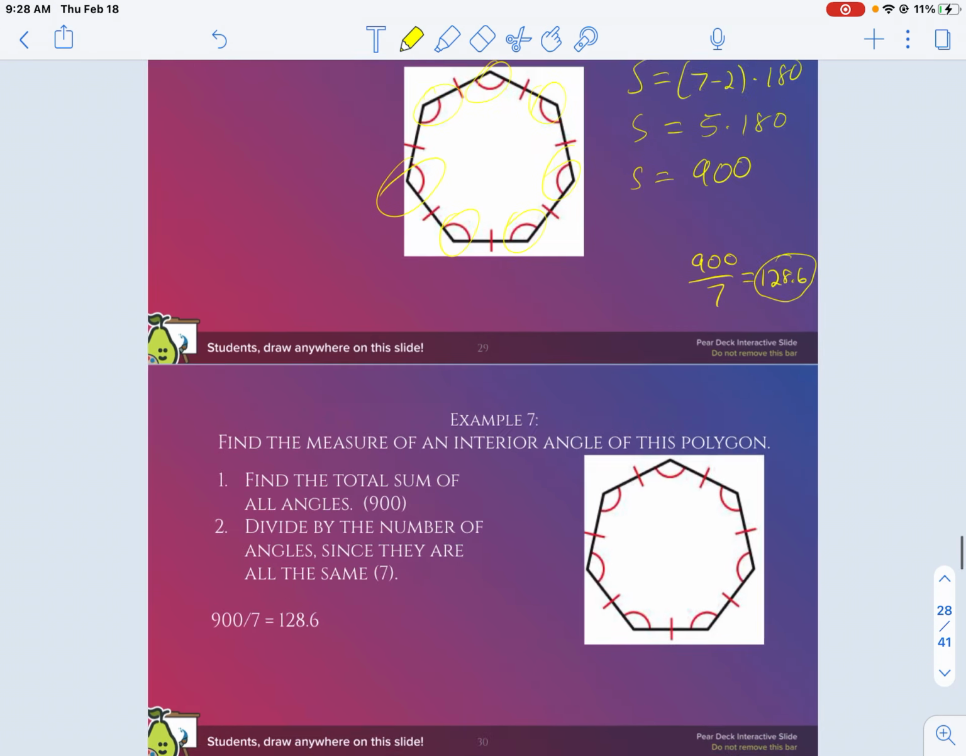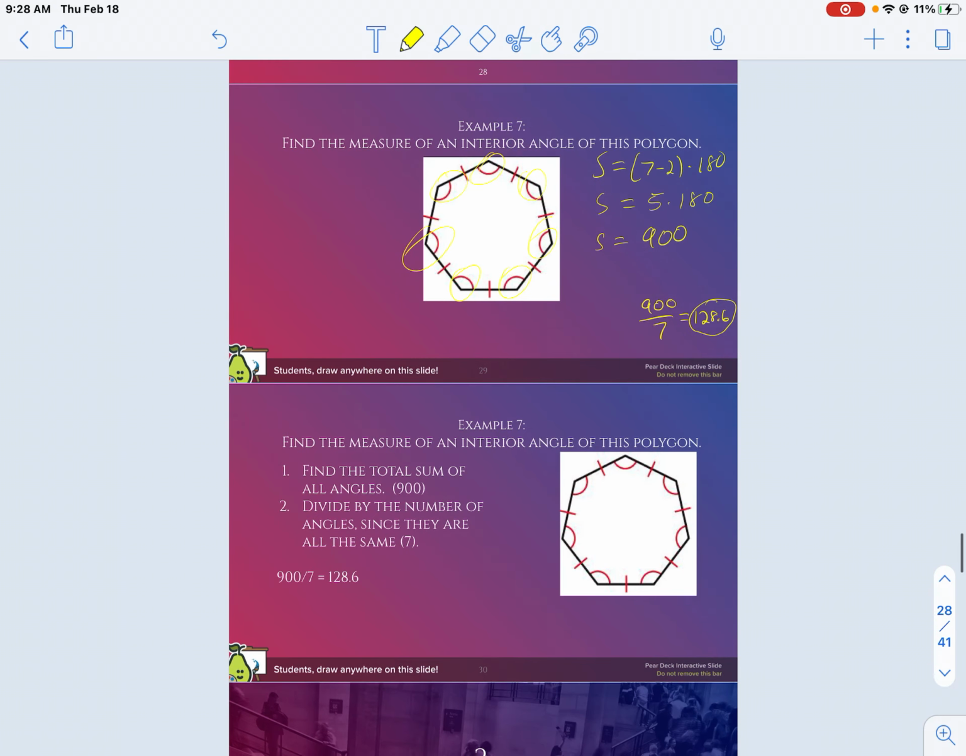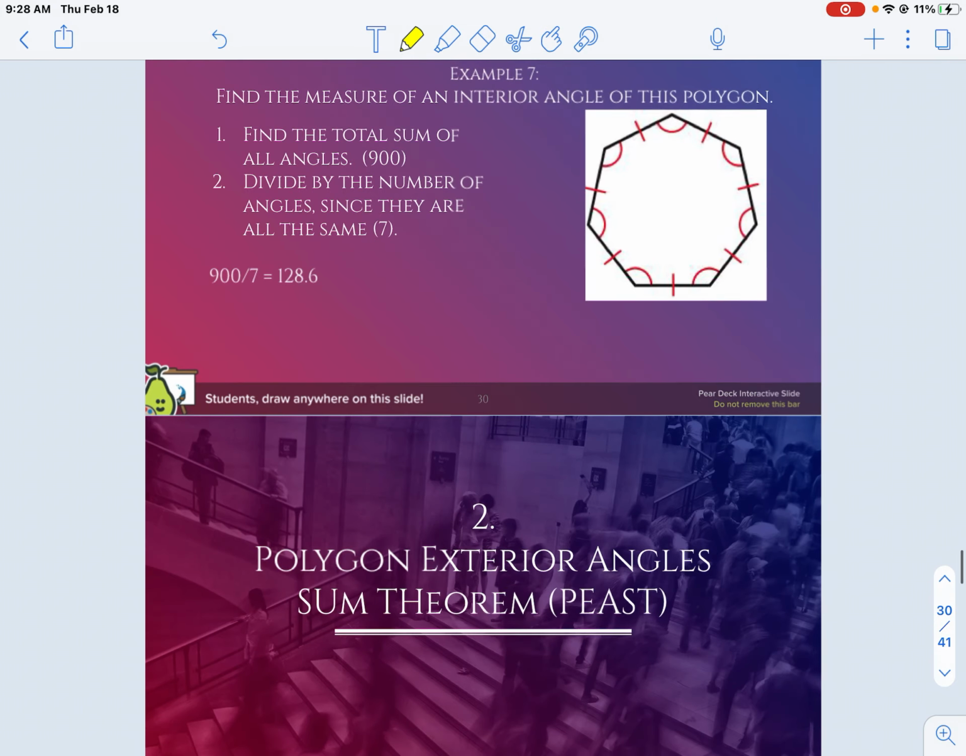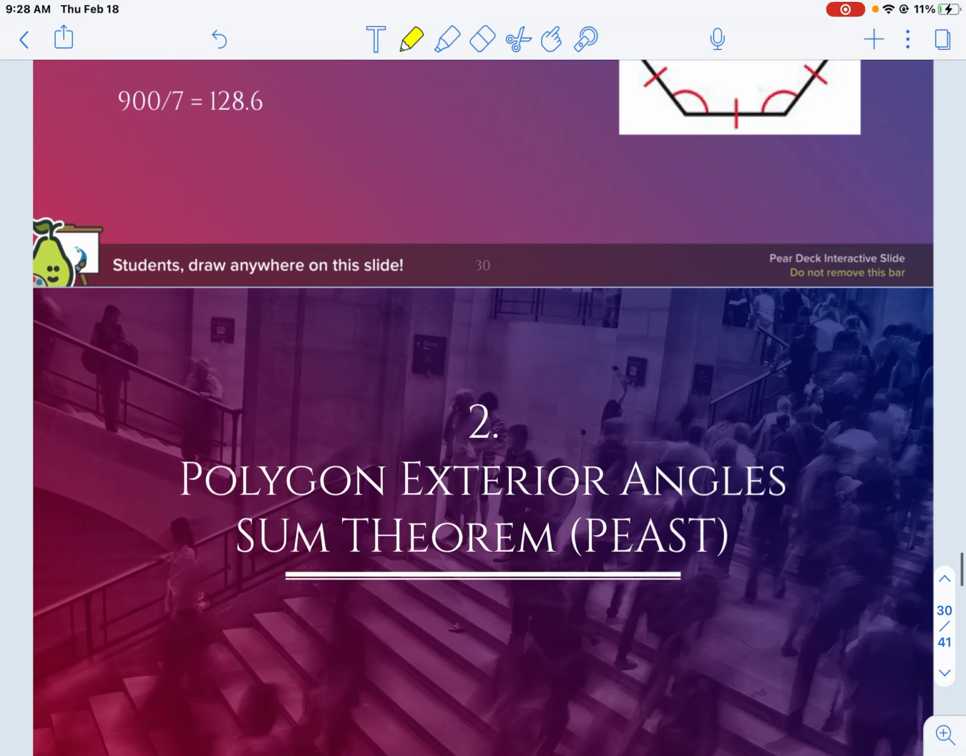All right, so we're going to call that a day for that one. We'll pick this up on Monday, and we'll pick up with the polygon exterior angle sum theorem, which is actually much easier.